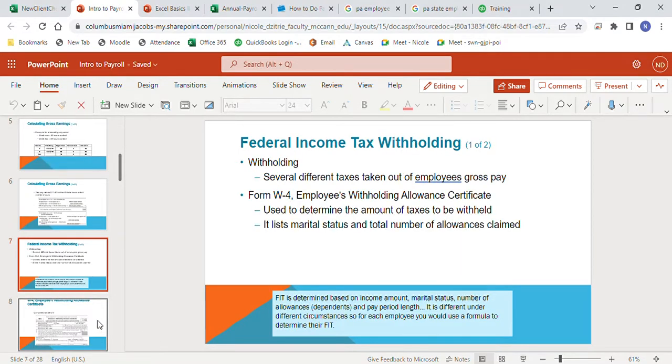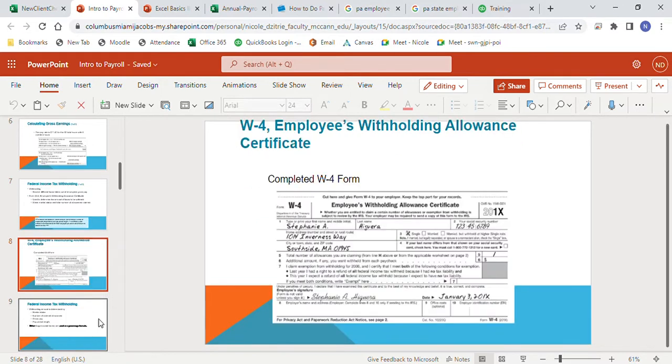So withholding, there are several different taxes that are taken out of employees' gross pay. When somebody's hired, they fill out a form called W-4, and that's where they determine the amount of taxes that need to be withheld from that employee's pay for FIT, which is federal income tax withholding. The things they take into consideration are marital status, number of allowances claimed, and the pay period length. So this is what it looks like. Nowadays, a lot of companies do it electronically, but we still have some old school. A lot of my small businesses are old school, and they go to the IRS website, download it, print it out, and give it to an employee to manually fill out. But as soon as somebody's hired, they need to fill this out immediately before they get paid because you need to know what their FIT is.